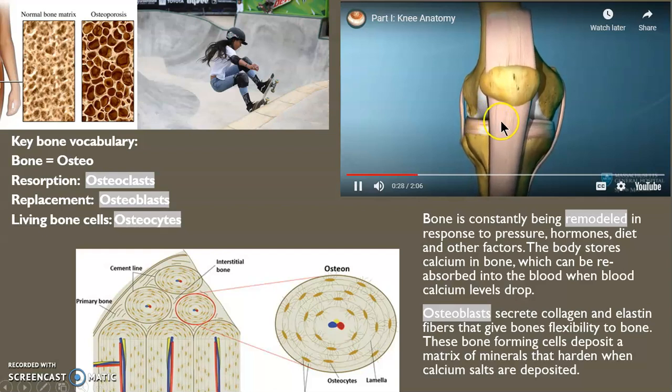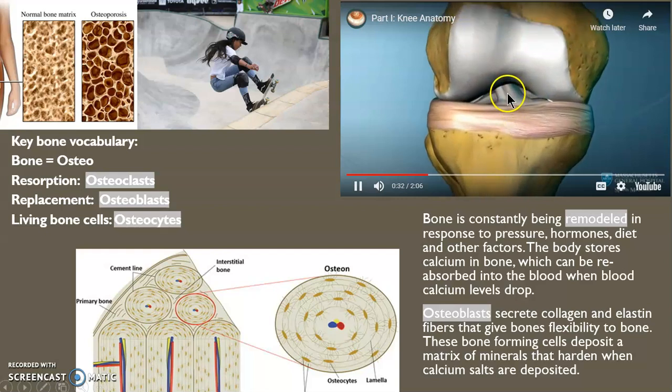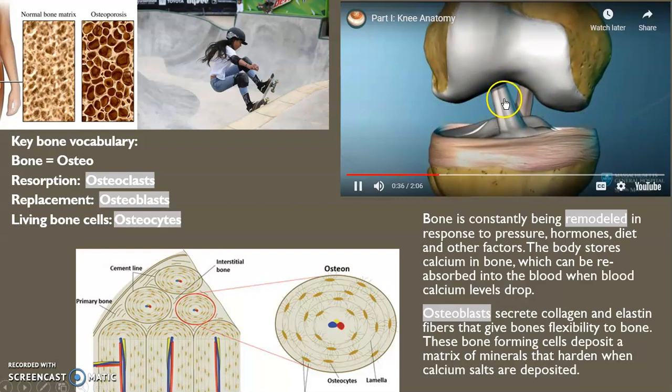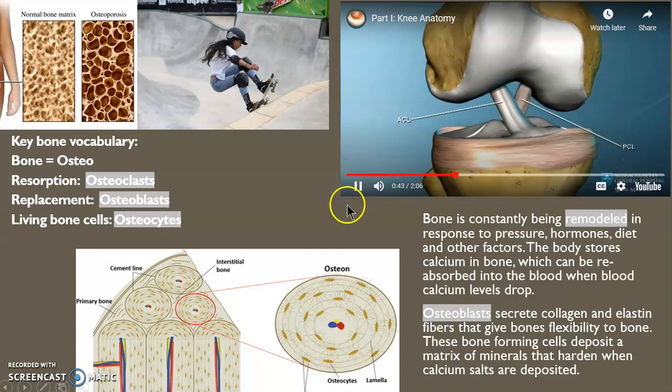Well, if we pull away this patellar tendon, we will see that there are tendons and ligaments, in this case, anterior cruciate on the front, ACL, posterior on the back. All right, my point here is we're built to move.